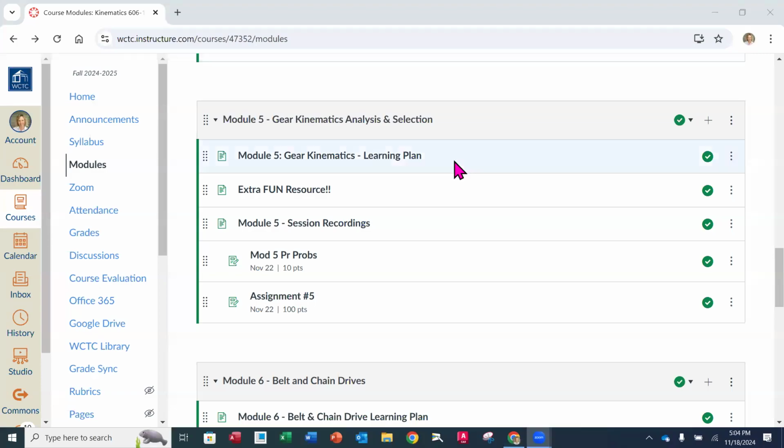Okay, so we're going to be looking at module number 5, which is gear kinematic analysis and selection. This is going to be chapter 10 in our textbook, and you can see things are positioned the normal way. Our learning plan is up here. That's where we have our PowerPoint presentation. This is just an extra little thing. It's some gear arrangements. Feel free to take a look at that if you want.